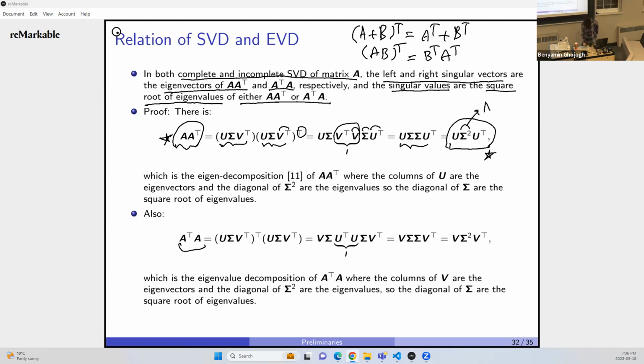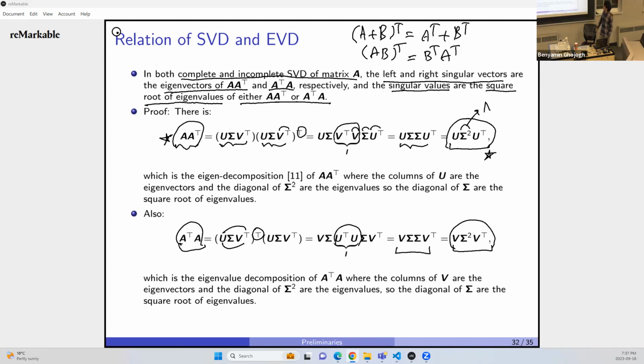A transpose A. Again, replace A with its singular value decomposition. Then the transpose reverses the order. Interestingly, I have U transpose U in the middle, which is identity because U is an orthogonal matrix. Then I have V sigma sigma V transpose, which is V sigma squared V transpose. Therefore, on the one hand, V is the eigenvectors of A transpose A, and sigma squared are the eigenvalues of A transpose A.